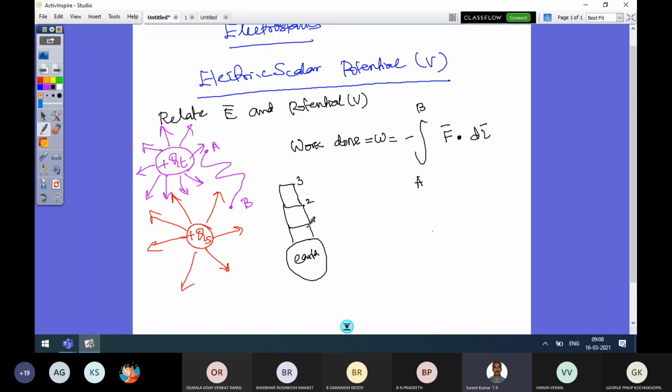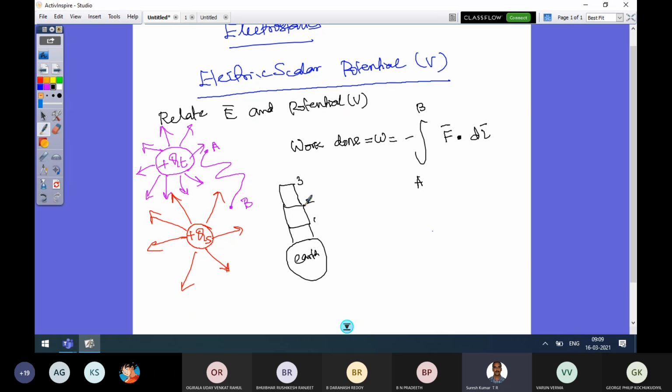Now, if you are moving from ground to first floor or second floor, you will climb. You have done work, right? Because you are doing work against the gravitational force. Gravitational force tries to pull you toward the earth, but you are doing work against gravity, so you can climb. You have done work, or you can call it positive work.